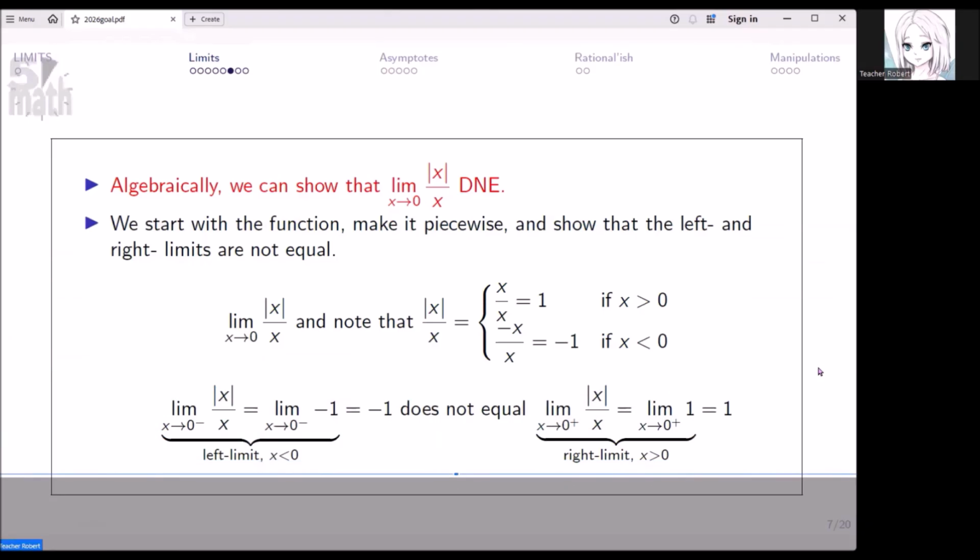Limit as x approaches 0 from the negative, absolute value x over x, equals limit as x approaches 0 from the negative minus 1 equals minus 1, does not equal limit as x approaches 0 from the positive, absolute value x over x, equals limit as x approaches 0 from the positive 1 equals 1.